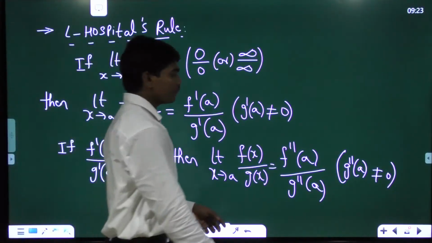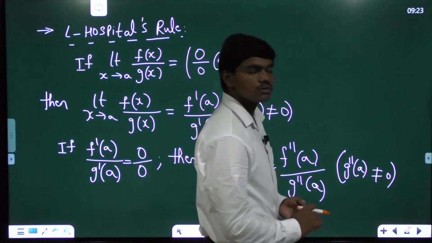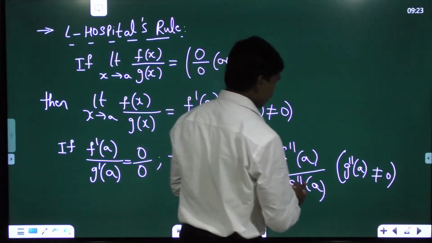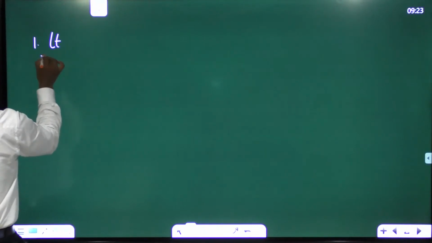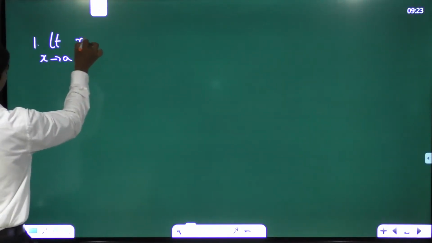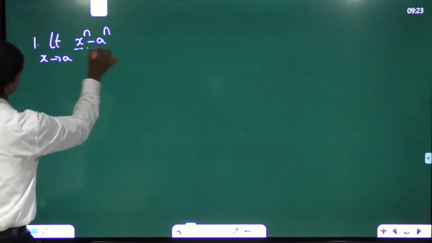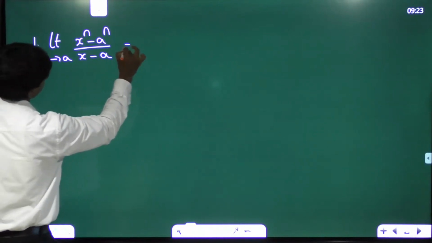Okay, so now with this knowledge, we'll try to work out a few examples that we discussed. I mean, the few results that we discussed. Okay, now first one. Let me click this. First one. Limit x tends to a, (x^n - a^n) divided by (x - a).